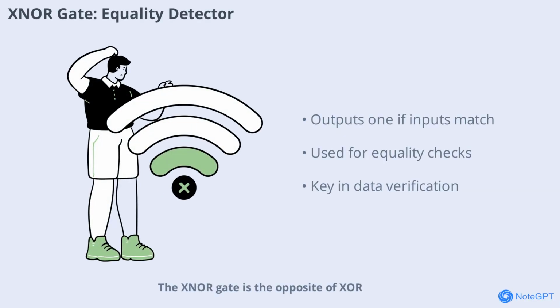XNOR gate is the opposite of XOR. It outputs 1 only if the inputs are the same. XNOR gates are used in circuits that need to check for equality, such as digital comparators. They play a key role in systems where matching signals is important, like data verification and security.